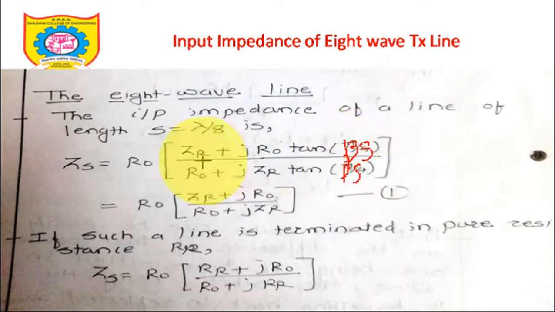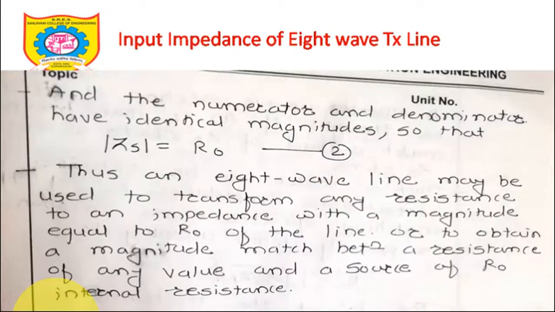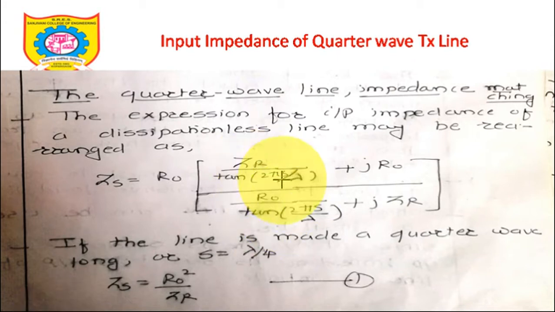Now if I divide each and every term of the numerator and denominator by tan beta s, what I will get is ZR upon tan beta s plus j R0, divided by R0 divided by tan beta s plus j ZR. So a similar term we are able to get here. So instead of this, beta is replaced by 2 pi by lambda and s is as it is. So j R0 divided by R0 upon tan 2 pi s by lambda plus j ZR.